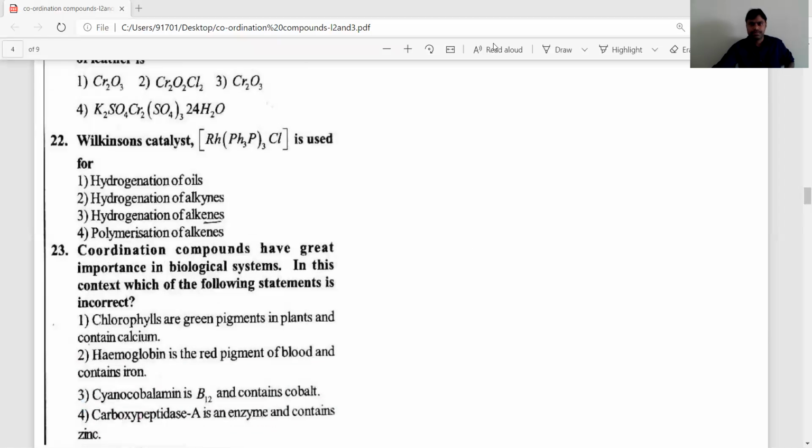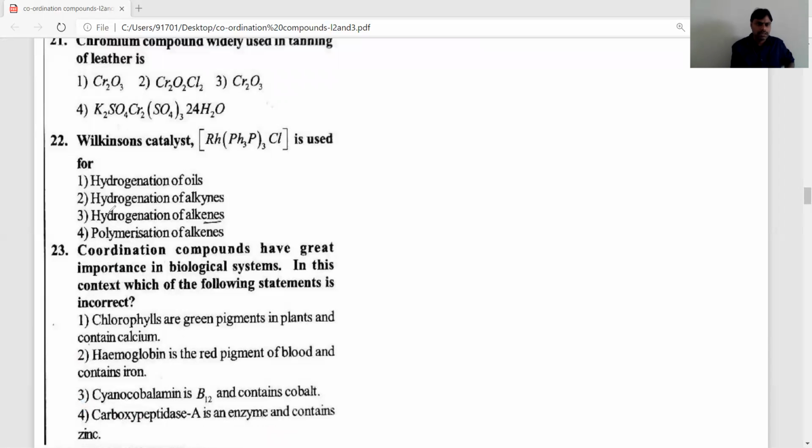Let's see the hydrogenation of alkenes. It is used for the hydrogenation of alkenes, means the double bond plus H2 in the presence of Wilkinson catalyst is converted into single bond, especially for example, like double bonds are present, H2 in the presence of Wilkinson catalyst.